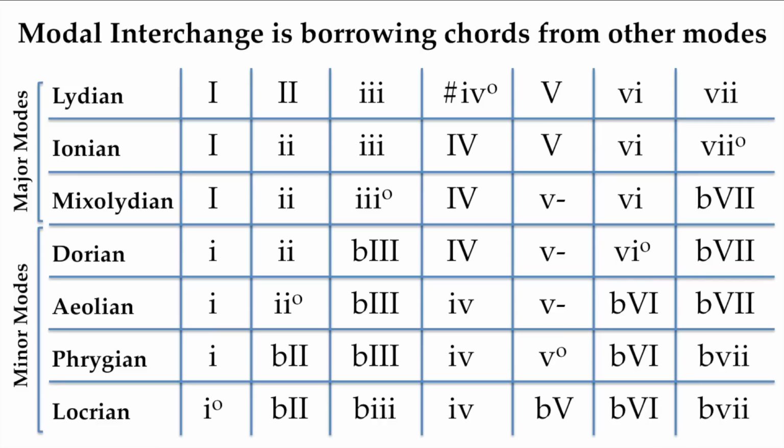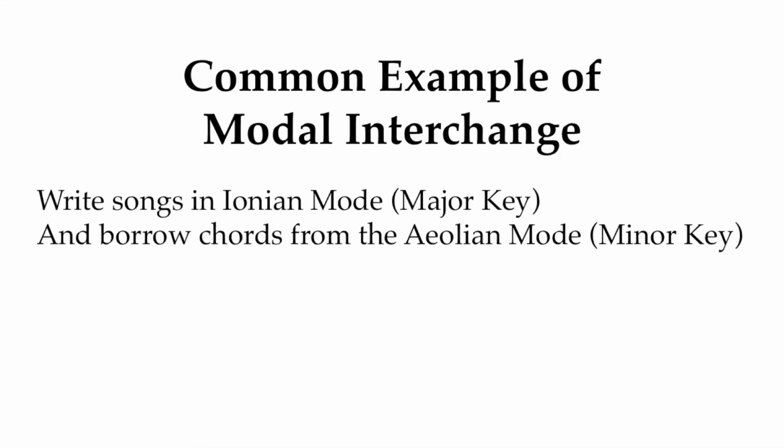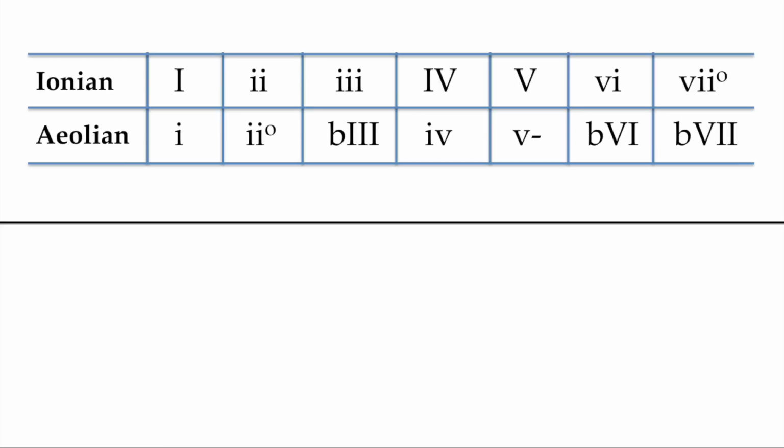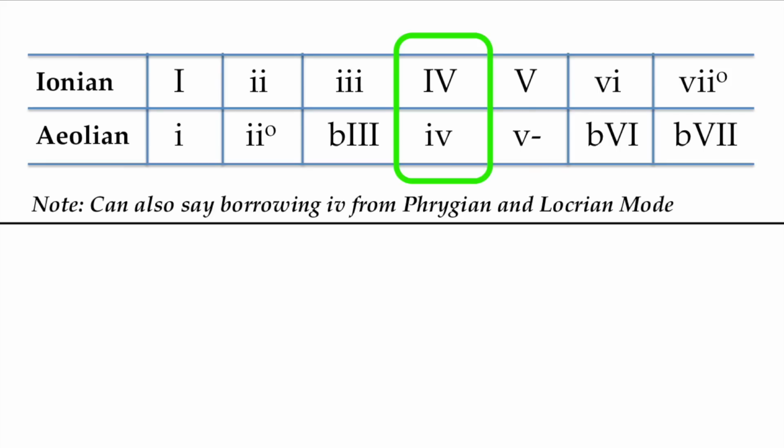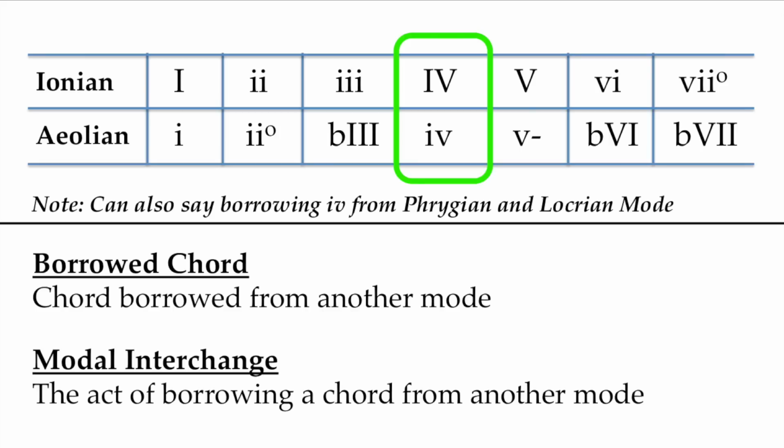Okay, so one more thing that you can do with modes is called modal interchange. So this is when you write a song in a major key, or your Ionian mode, and you borrow chords from other modes. So for example, a common thing to do is to take your Ionian mode, or the major key, and borrow chords from the Aeolian mode, or the minor key. So if you look at the 2 modes side to side, you notice that the 4 chord is major in the Ionian mode, but it's minor in the Aeolian mode. So a common thing to do is to borrow the 4 minor chord. So you write a song in a major key, and then you just throw in that 4 minor chord in there. That 4 minor chord is called a borrowed chord, and that technique is called using modal interchange.